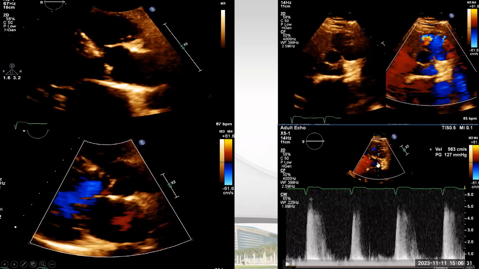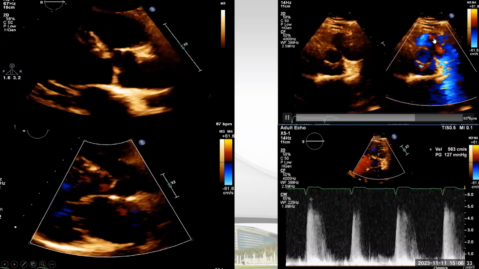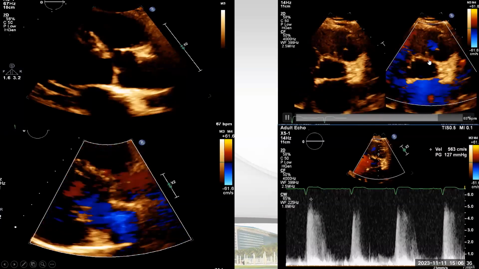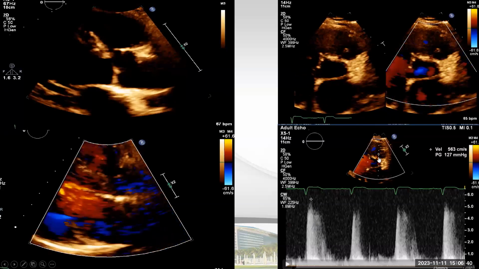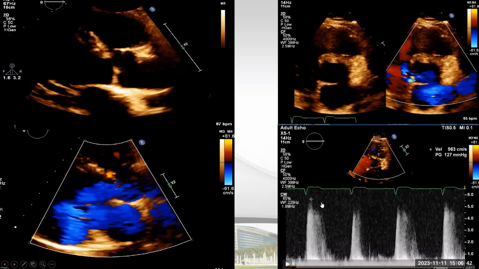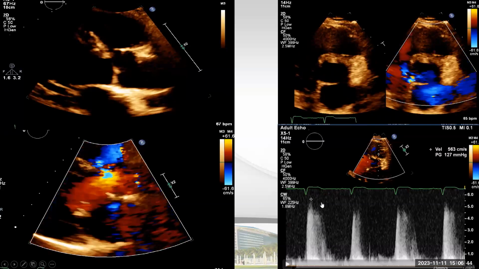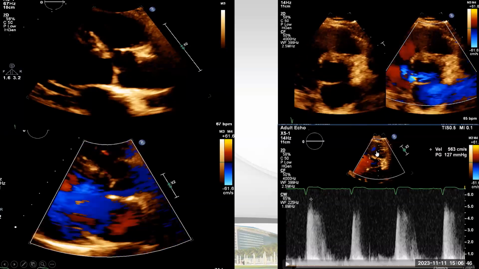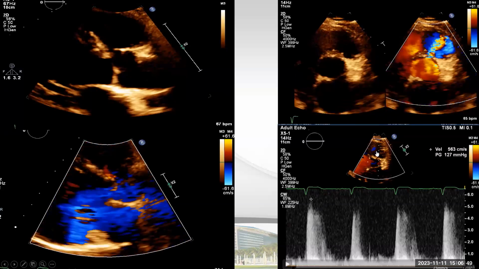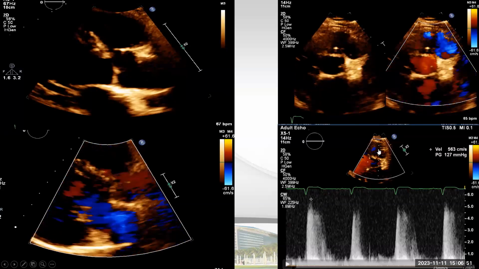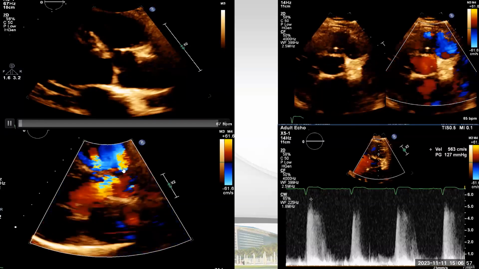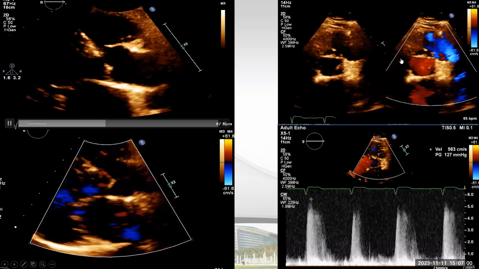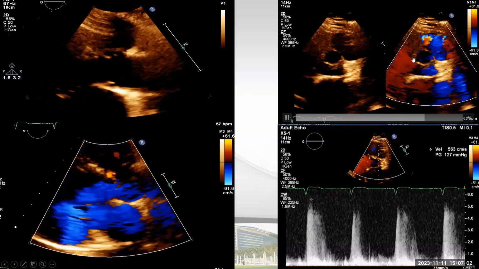You can see that they put the continuous wave across this jet, and it is just upward flow. That means it's from here to here with very high velocity, 127. And this is likely the gradient between the LV and the RV. So the RV here is very normal in pressure. Okay. So this is VSD supracrystal. Excellent. This is supracrystal. Usually perimembranous, the location in short axis is at 12 or 11.